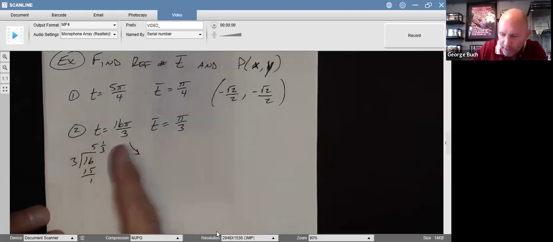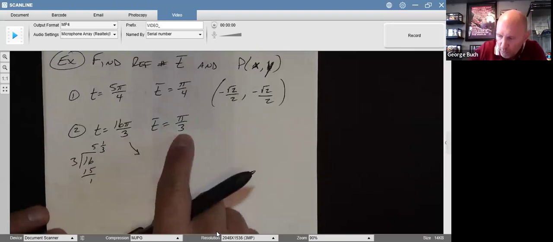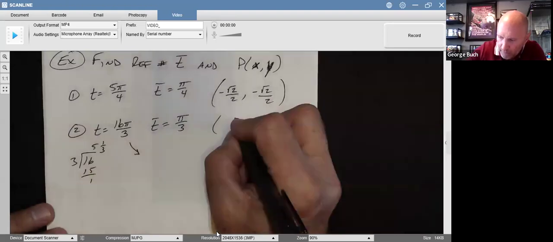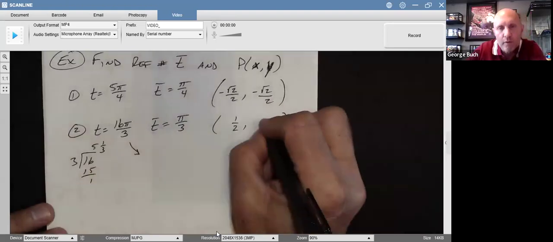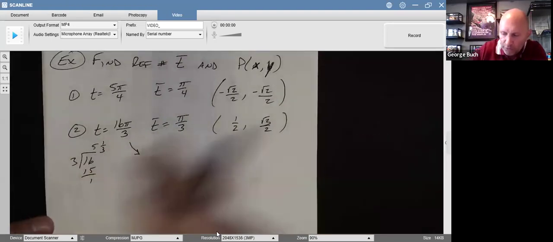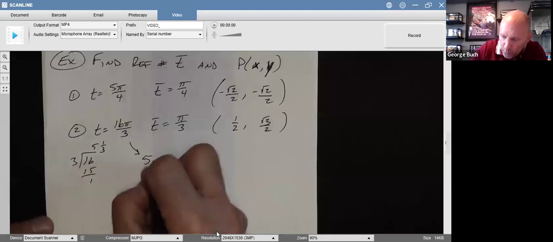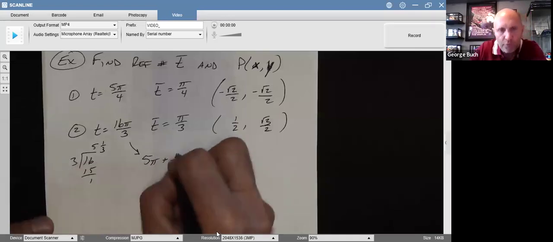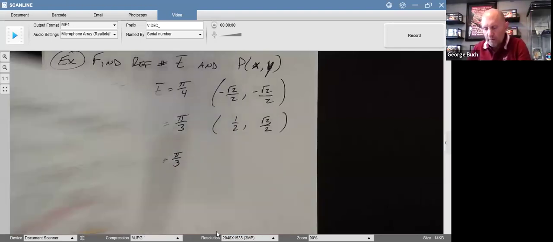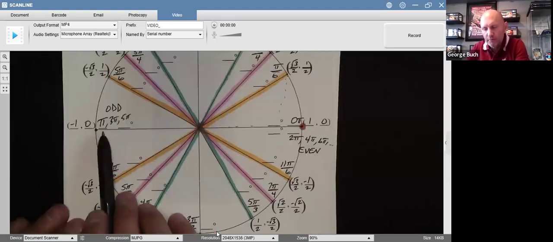Well, let me step back real quick. If my t bar is pi over 3, I know these values have to be 1/2 and root 3 over 2. But now I need to figure out plus or minus, and that's why I'm converting this. So 16 pi over 3 is the same as 5 pi plus 1 pi over 3. Now I can go to my unit circle. 5 pi is where? 5 pi is over here on the left.